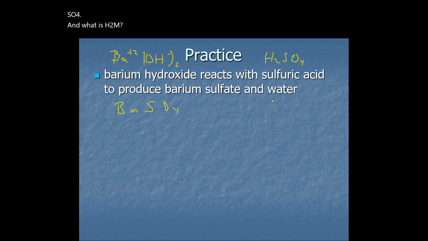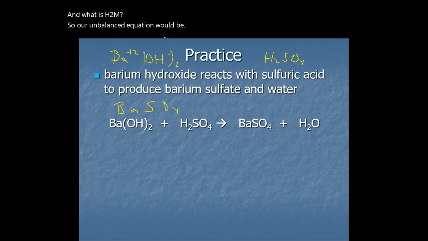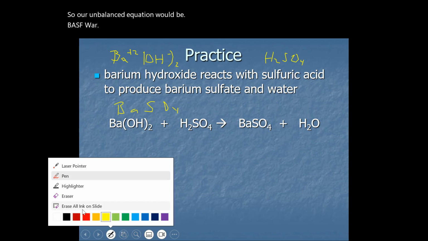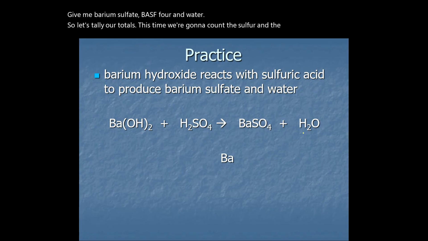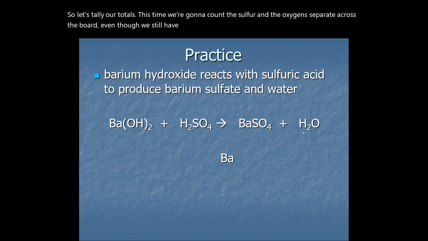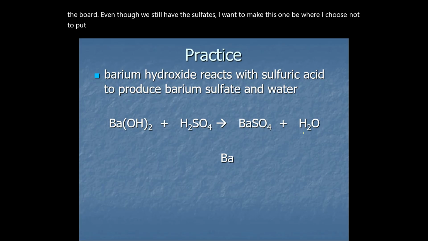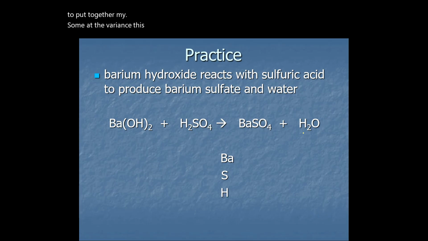So our unbalanced equation would be Ba(OH)2 plus H2SO4, giving me barium sulfate, BaSO4, and water. So let's tally our totals. This time I'm going to count the sulfurs and the oxygens separately across the board. Even though we still have the sulfates, I want to make this one be where I choose not to put together my polyatomic ions. So I'm going to count the bariums, the sulfurs, the hydrogens, and the oxygens.